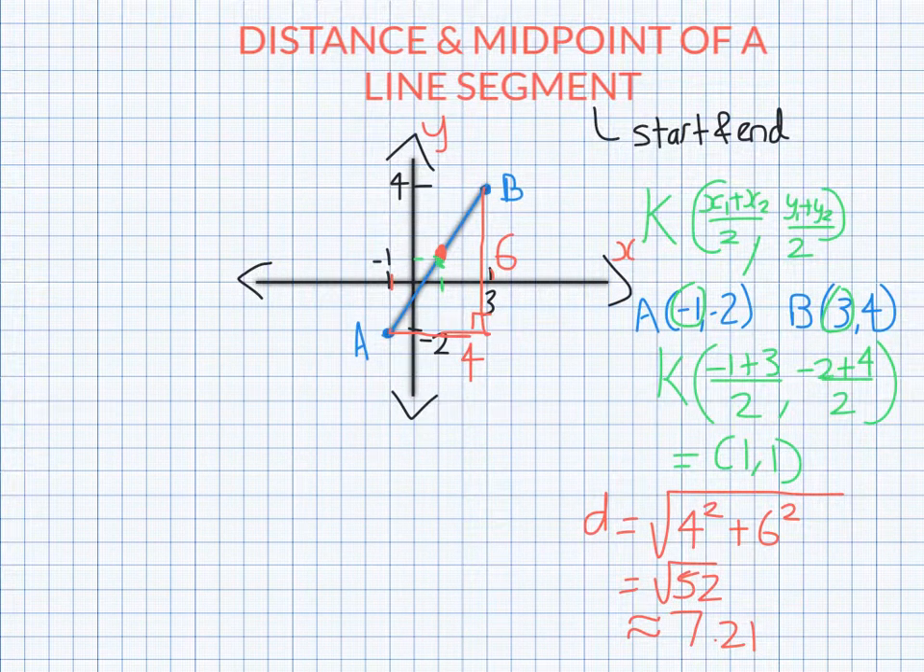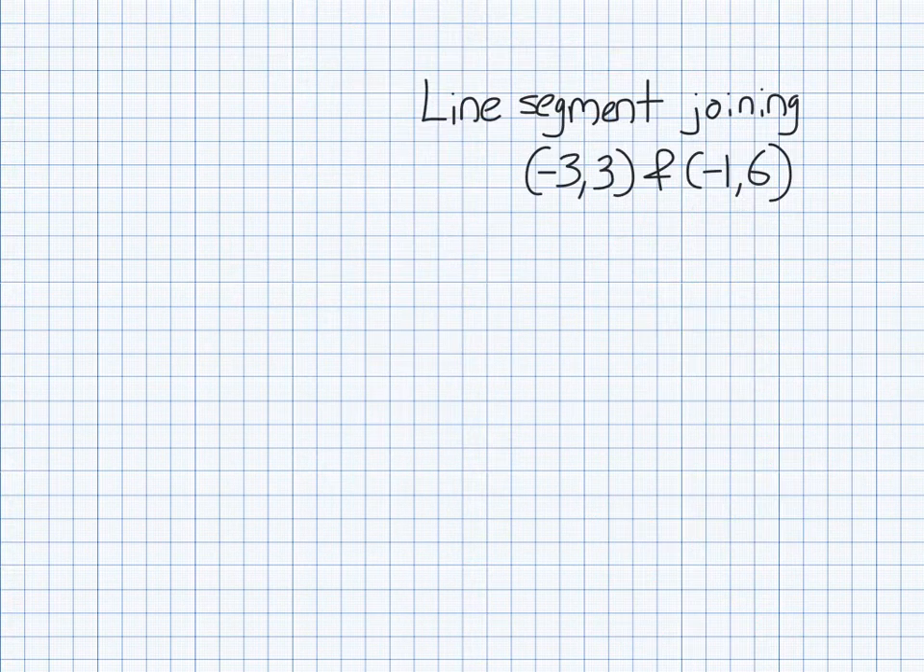So that's all well and good because we had the diagram, but let's now look at an example where we don't have a diagram of the line segment and want to calculate the distance and the midpoint. So let's look at the line segment joining -3, 3 and -1, 6. We're going to calculate the midpoint and the distance. We don't want to draw up a Cartesian plane and plot the points. That takes too long. We'll just use the formula.